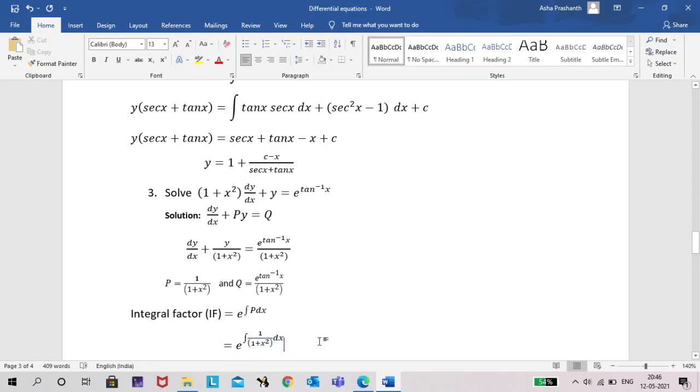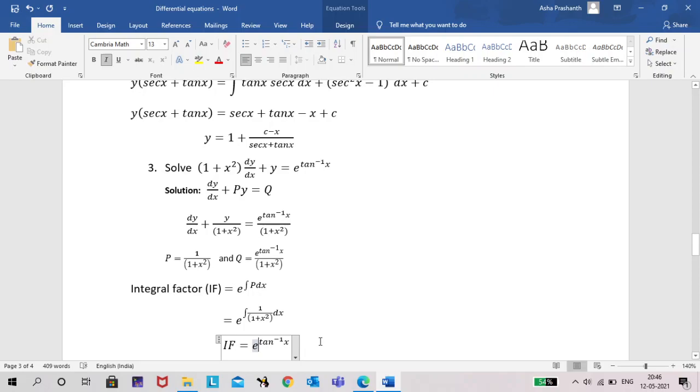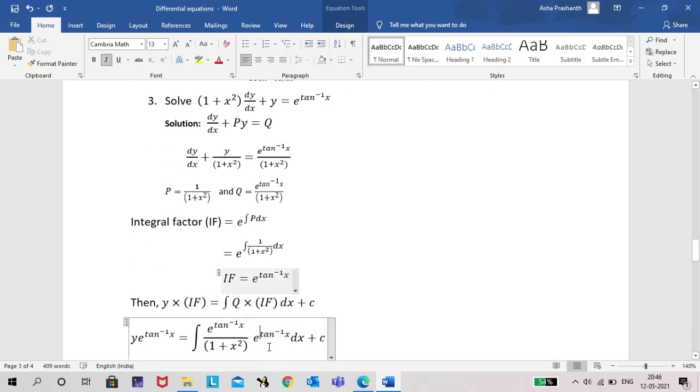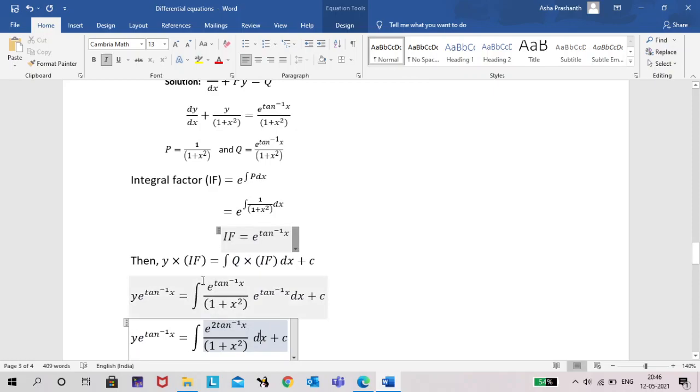What is the integration of 1 divided by 1 plus x square? Tan inverse of x, right? So here you can't write only the tan inverse of x because the log term is not there. So our integral factor becomes e to the power of tan inverse of x only. You can't write a single function here. Okay. So then by using this integral factor, we have to find out the general solution for this.